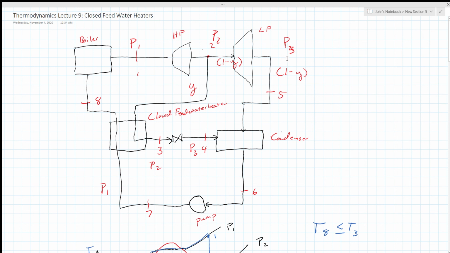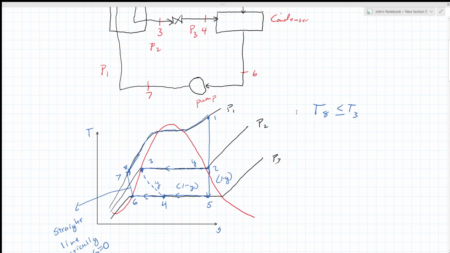That steam then goes to my condenser. Meanwhile, the steam that was siphoned off my high pressure turbine goes into a closed feed water heater, where it preheats the water that's going to go into the boiler, and then flows off to rejoin the rest of the steam in the condenser. The liquid then goes through the pump, preheated by the closed feed water heater, and then into the boiler. Cycle rinses and repeats.